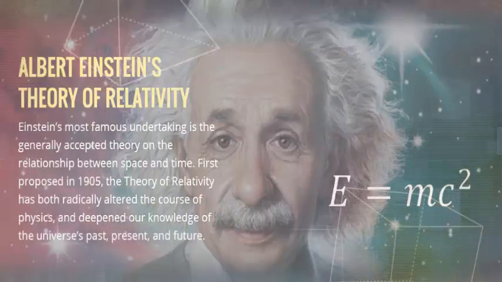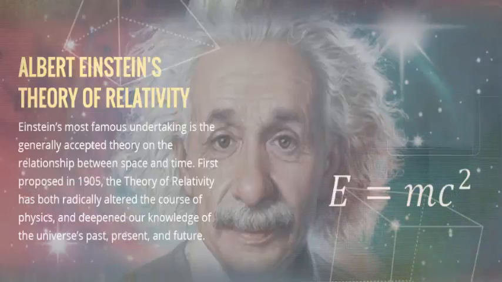Albert Einstein's theory of relativity. Einstein's most famous undertaking is the generally accepted theory on the relationship between space and time. First proposed in 1905, the theory of relativity has both radically altered the course of physics and deepened our knowledge of the universe's past, present, and future.